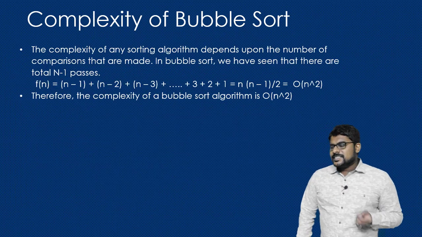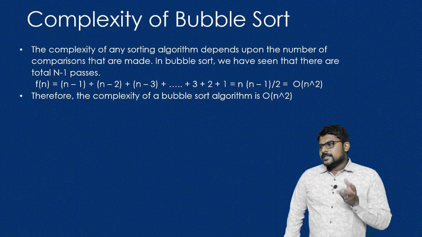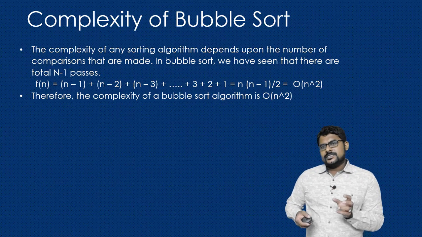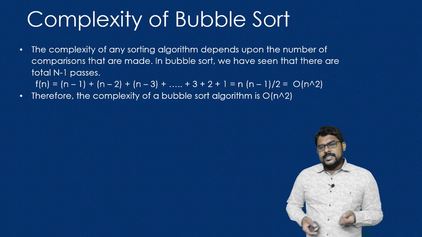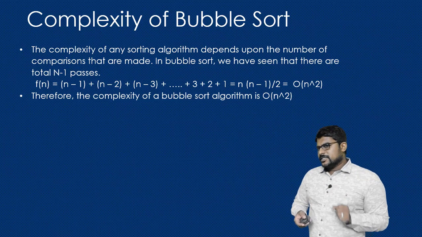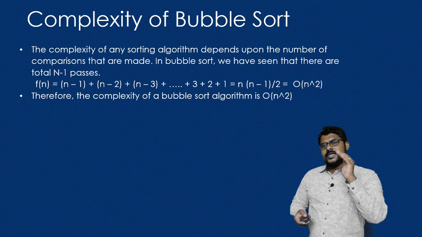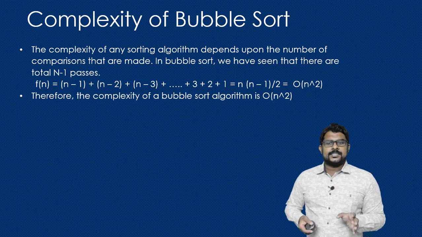Let us see the time complexity of the bubble sort. Basically, the time complexity of any sorting algorithm is the number of comparisons it makes to sort the entire data. Now let us see this with the bubble sort. First of all, let us see how many passes the bubble sort makes. Generally, a bubble sort makes n minus 1 passes.